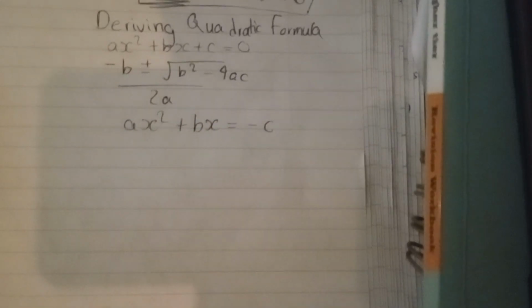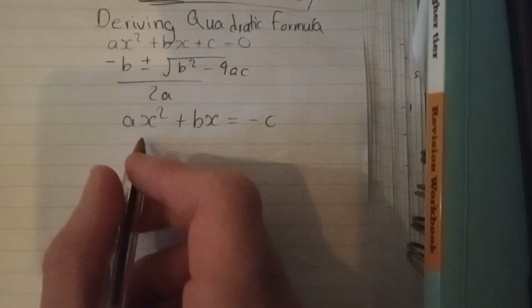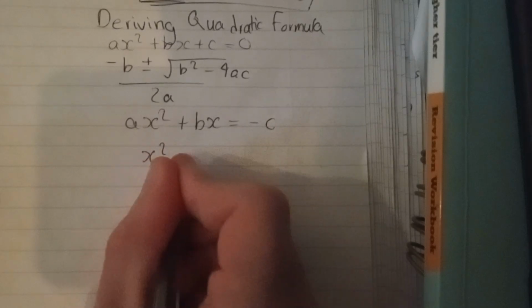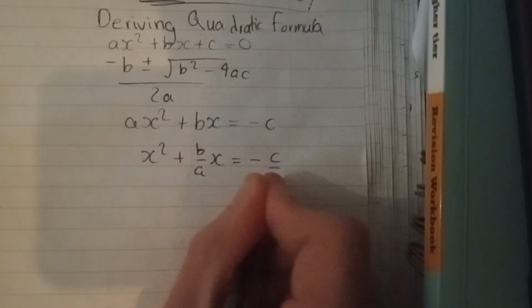So the first thing you need to do is subtract c from both sides to get ax squared plus bx equals minus c. Now what we're going to do is divide both sides by a, so we get x squared plus b over a x is minus c over a.